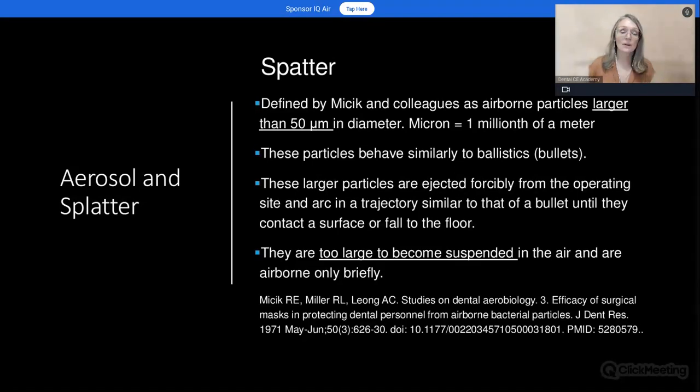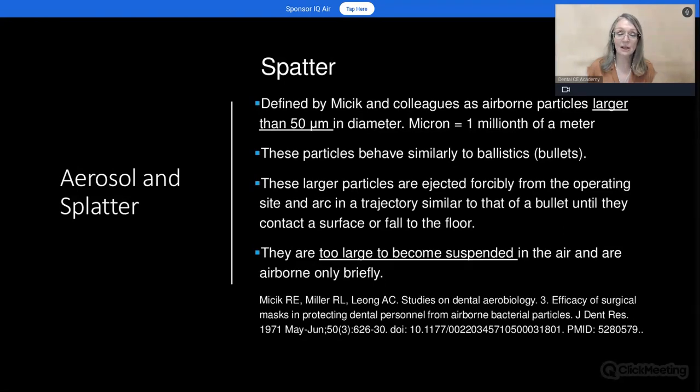Okay, so when we talk about spatter, this was a study that we're going to talk about. And remember, spatter are the larger particles, larger than 50 microns in diameter. When you think of a micron, it is 1/1,000,000th of a meter. So spatter is still relatively small in diameter, but these are relatively larger compared to the nuclei and the droplet nuclei. So these particles behave similarly to ballistics, or what we would call bullets.